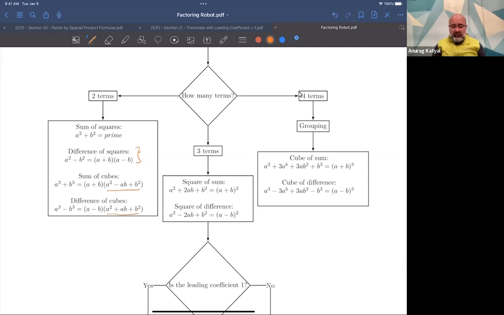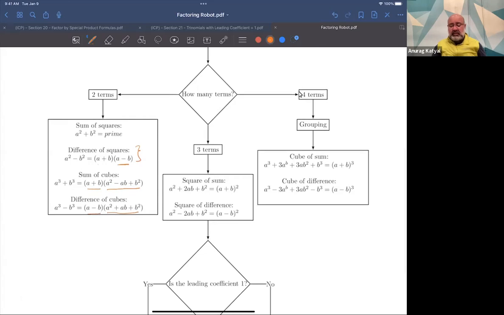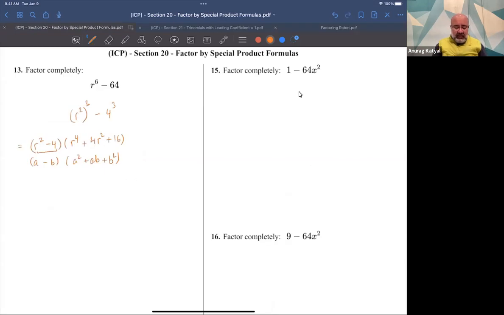But whenever you use the difference of squares formula, this might end up itself being a difference of squares. This might end up being a sum of squares. This might end up being a difference of squares based on what A and B are. So coming back here, A is a square and B is a square. 4 is the square of 2. So what you need to be able to recognize here is that, oh, I can actually factor r squared minus 4 into r plus 2 times r minus 2, because that's the difference of squares formula.